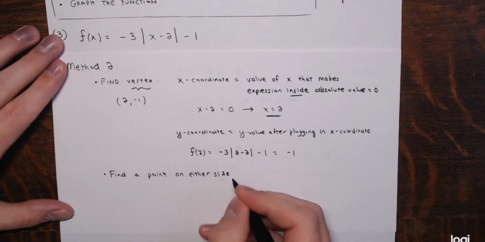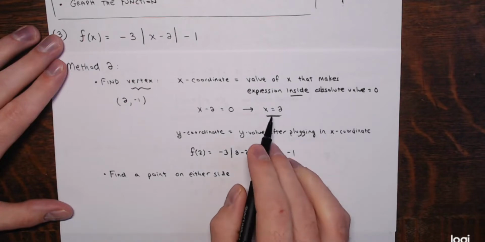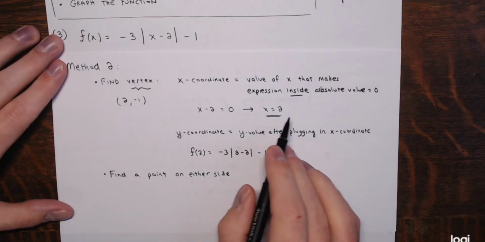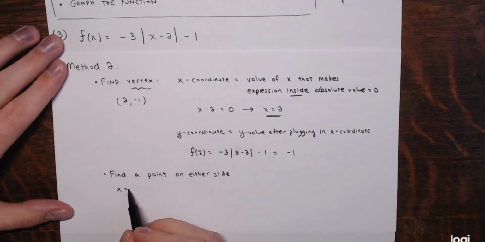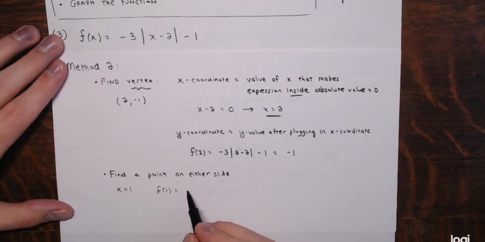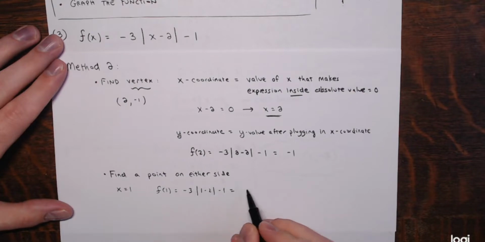Find a point on either side. So x equals 2 is where the middle is, that's where the vertex is. So let's pick a value to the right and a value to the left. Say x equals 1. f of 1 would be negative 3 times the absolute value of 1 minus 2, and then minus 1. Now 1 minus 2 is negative 1, the absolute value is 1. So this is negative 3 minus 1, that's negative 4. So (1, negative 4).